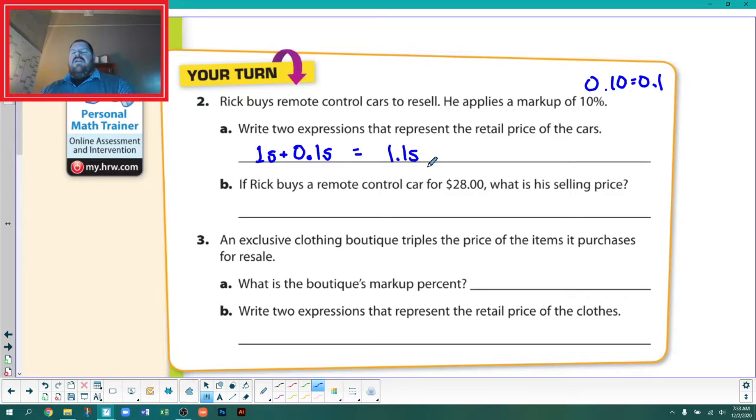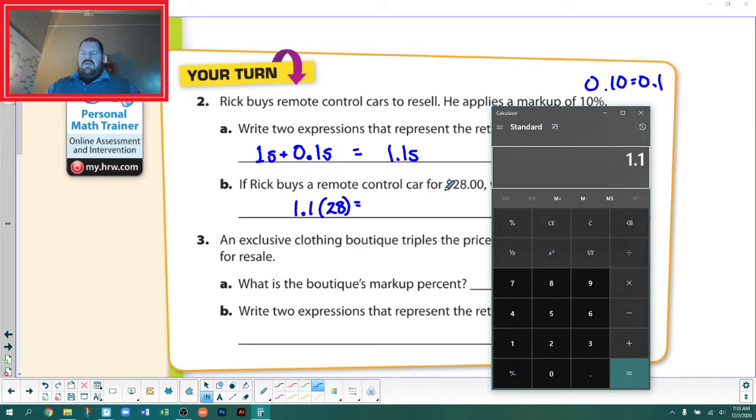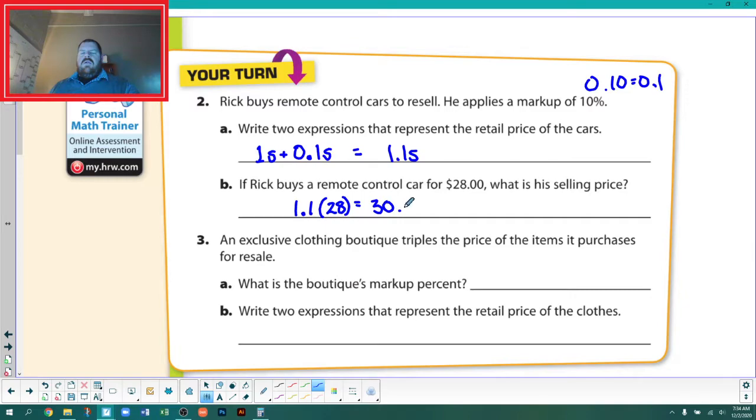So let's say that he buys that remote control car for $28. What is he going to sell it for? Well, the way we figure that out is we'll use our 1.1. It's a little bit nicer. Times 28. And as I mentioned before, we can use calculators at this point. So I'll take 1.1 times 28. And that means that Rick is selling it for $30.80. That's his selling price, or retail price. Same thing.